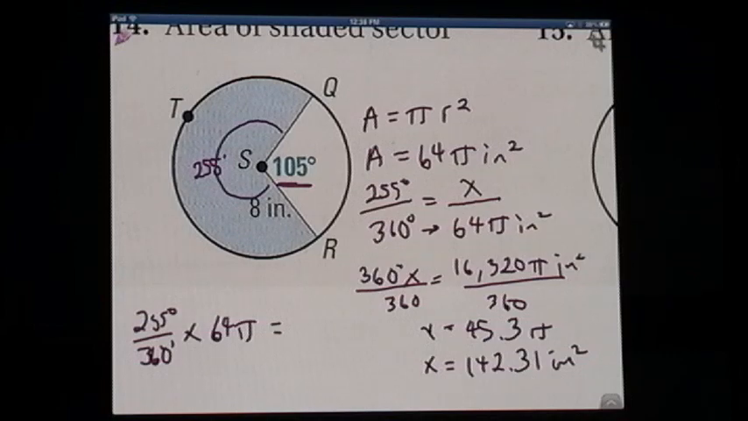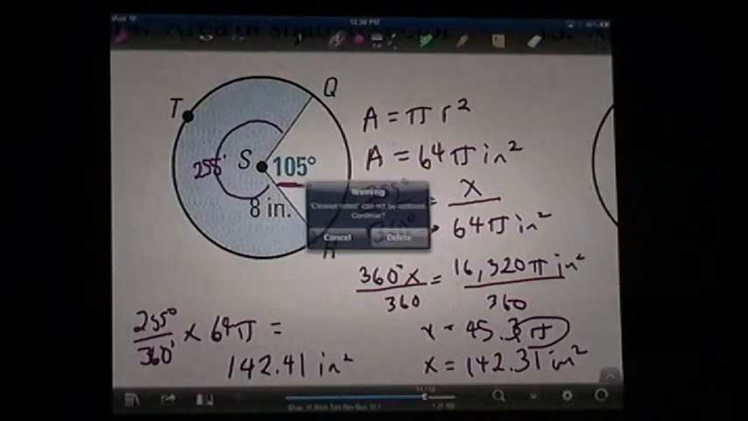I want to get the slight difference in answers so that you can see it. Times 64, and then times pi. 142.41. See how it comes out just a wee bit different. It has to do with where you're clearing the calculator. I cleared the calculator before this multiplying by pi step, and that changed my answer just a little bit. And that's okay, I count it correct.